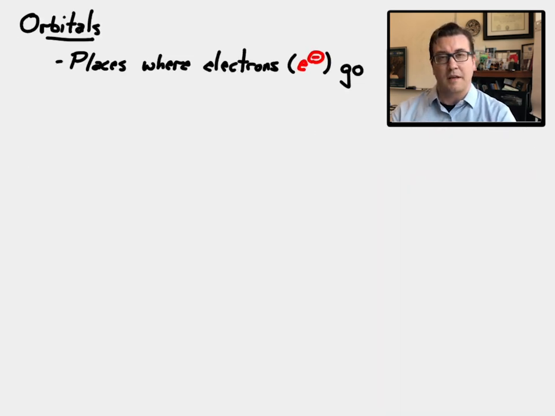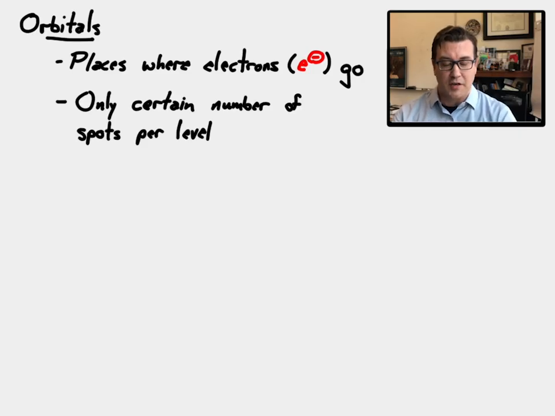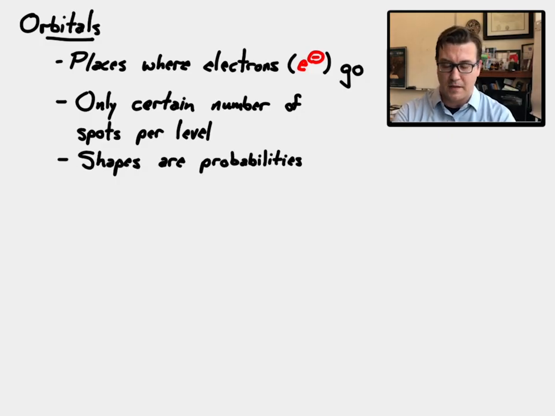It's important to understand that in organic chemistry we will be talking about orbitals, and orbitals are places where electrons go. There's only a certain number of spots per level, and there can be 2 electrons per orbital. It's also important to recognize that the shapes of these orbitals, which you've probably seen drawn out before, are really probabilities of where the electrons might be. The electron's not here or there, it's kind of some average over a cloud of locations.